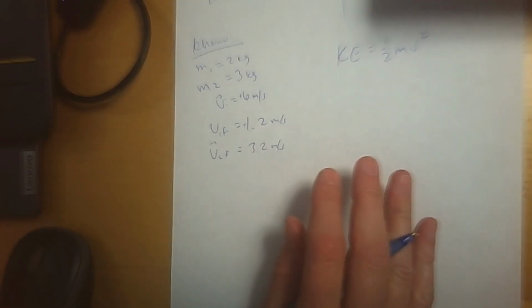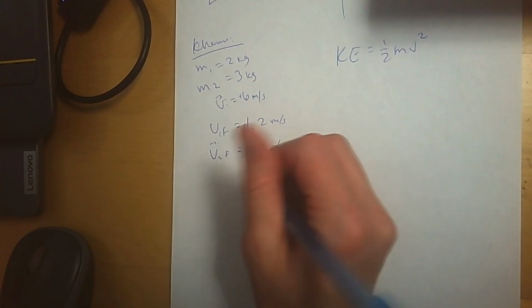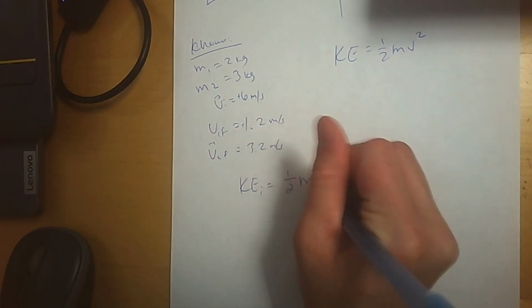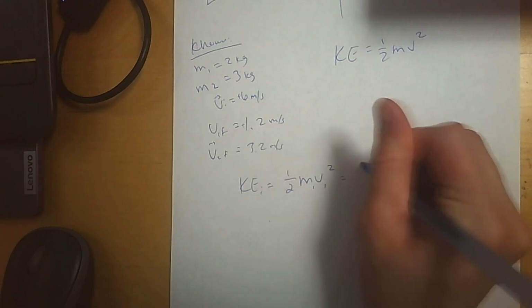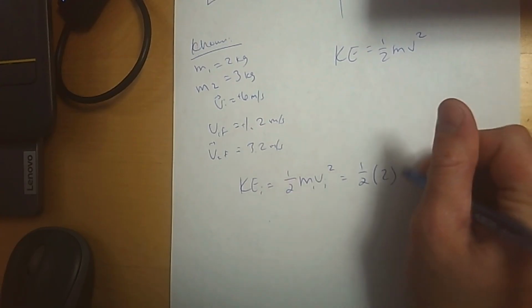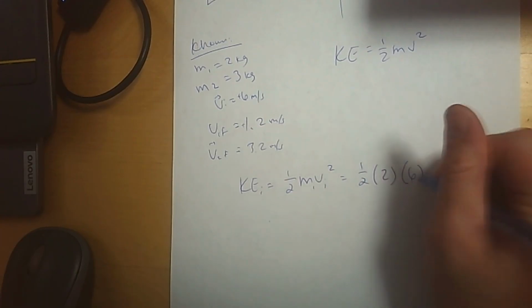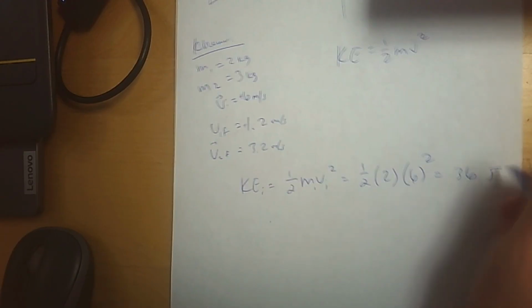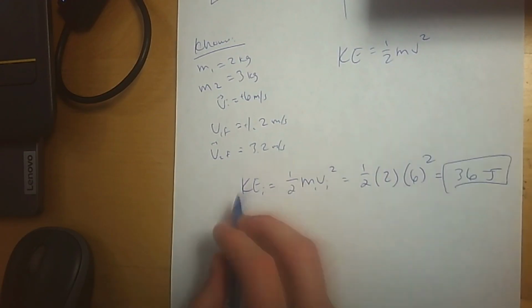So here, I'll go ahead and find the kinetic energy before. I'll call this initial kinetic energy. That's going to be 1/2 m1 times v initial squared, which is 1/2 times 2 times 6 squared. So that would be 1 times 36, which is 36 joules. That's the initial kinetic energy.